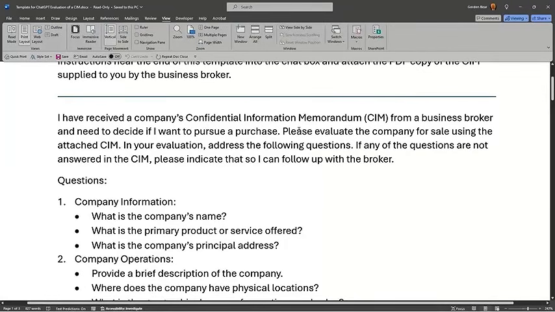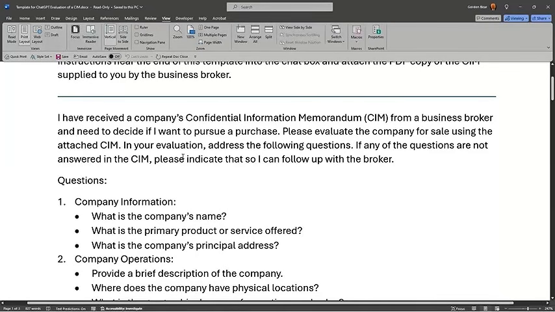But whatever that document is, that's the document we're going to attach to this request. So right now we're just copying and pasting, and what's going to get pasted in there is your conversation with ChatGPT. You're saying to ChatGPT, I have received a company's confidential information memorandum, CIM, from a business broker and need to decide if I want to pursue a purchase.